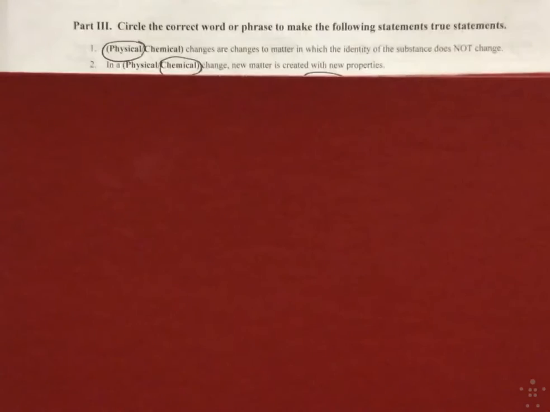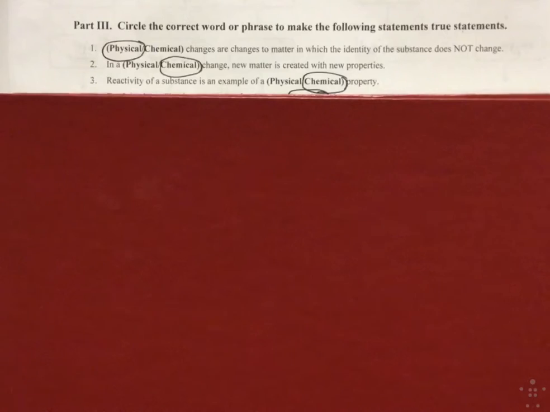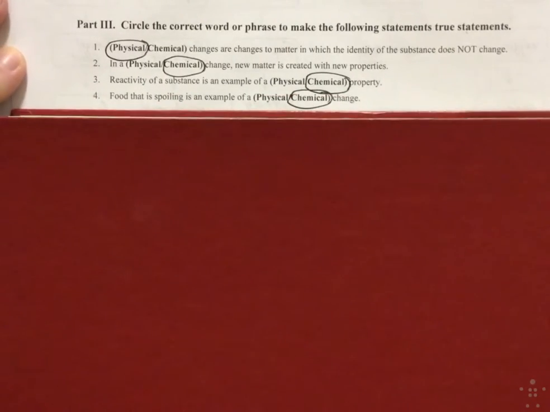Number 3, reactivity of a substance is an example of which type of property. Reactivity means that they're going to interact with something else to create something new. And so that means it has to be chemical. Number 4, food that is spoiling is an example of what type of change. That spoiling food is much different than the original, so that means it is something new. So chemical change.